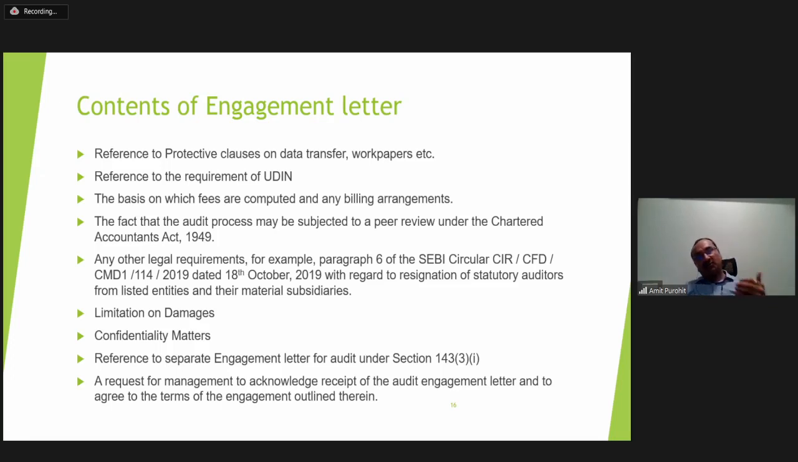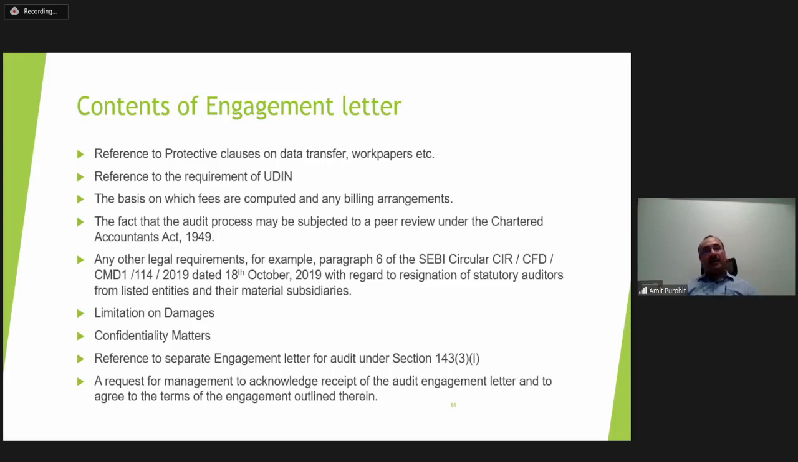Then he will also have to mention the requirement of generating the UDIN. For the past 2 years, there is a requirement of generating UDIN whenever an auditor issues any auditor's report. So the audit engagement letter will clearly mention that at the end of the audit, when the auditor issues his audit opinion, the auditor will have to generate UDIN on the site of the ICAI, for which he will require certain operational data or certain financial data, which will have to be keyed in at the time of generating UDIN.